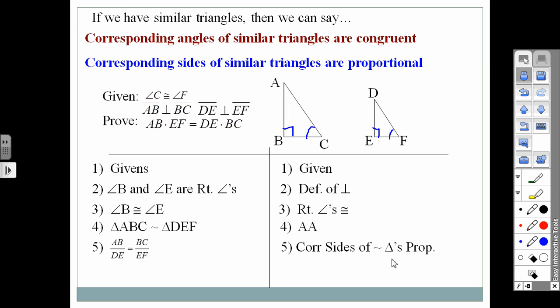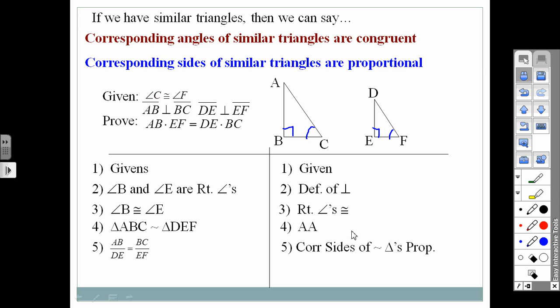And this is how we're going to write it in our proof for the reason. Corresponding sides of similar triangles are proportional. And no, we're not going to say CSSTP or whatever that is. We're just going to actually write this out, okay? No CPCTC, sorry.